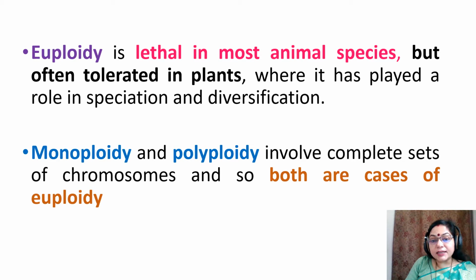Euploidy is lethal in most animal species but often tolerated in plants, where it has played a role in speciation and diversification. Monoploidy and polyploidy involve complete sets of chromosomes, and so both are cases of euploidy.